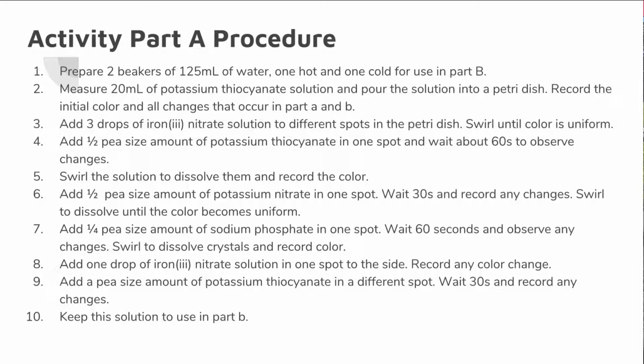Step 7. Add a fourth of a pea-size amount of sodium phosphate in one spot, wait 60 seconds and observe any changes. Swirl to dissolve crystals and record color. Step 8. Add 1 drop of iron 3 nitrate solution in one spot off to the side. Record any color change. Step 9. Add a pea-size amount of potassium thiocyanate in a different spot. Wait 30 seconds and record any changes. Keep this solution for use in part B.